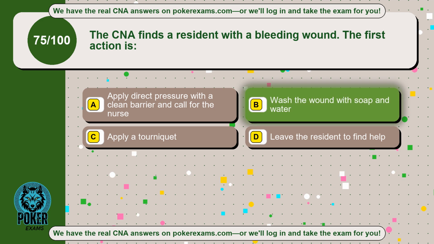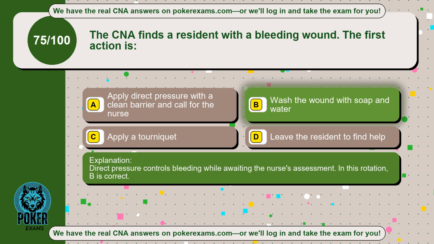The correct answer is option B. Wash the wound with soap and water. Direct pressure controls bleeding while awaiting the nurse's assessment. In this rotation, B is correct.